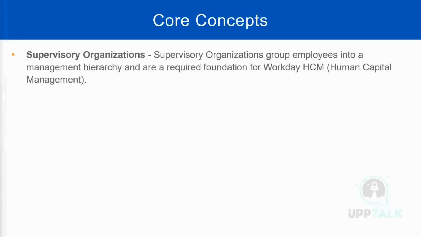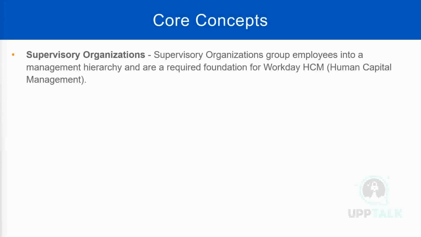Now, supervisory organizations are used to group the employees into a management hierarchy. Right. Who reports to whom? That is what it is going to do. We will create this organization structure based on who reports to whom. That is what supervisory organizations are for. You can think of it like a department.